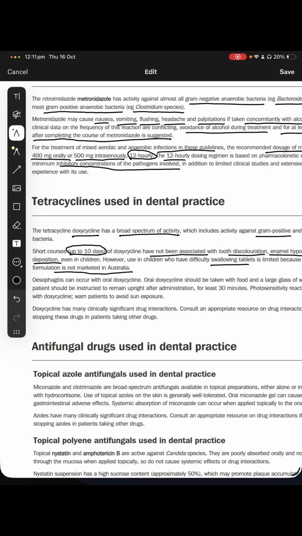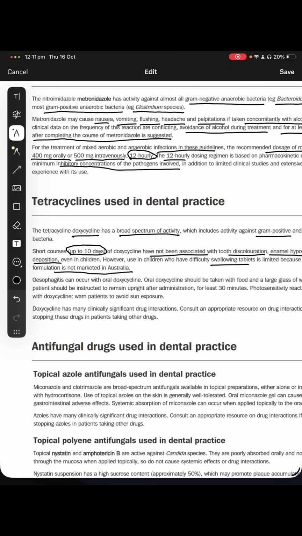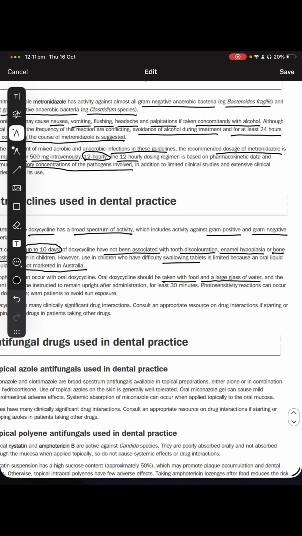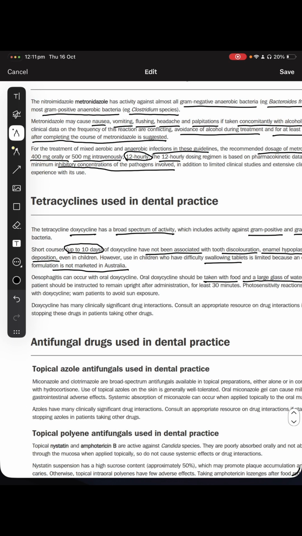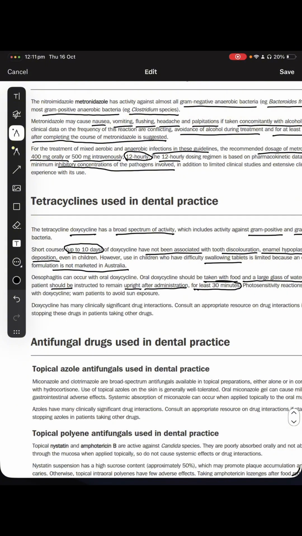Now, esophagitis can occur with oral doxycycline. So this is one of the side effects of doxycycline, esophagitis. Oral doxycycline should be taken with food and a large glass of water. And the patient should be instructed to remain upright after administration for at least 30 minutes. Okay? Photosensitivity reactions can occur with doxycycline. Warn the patient to avoid sun exposure.